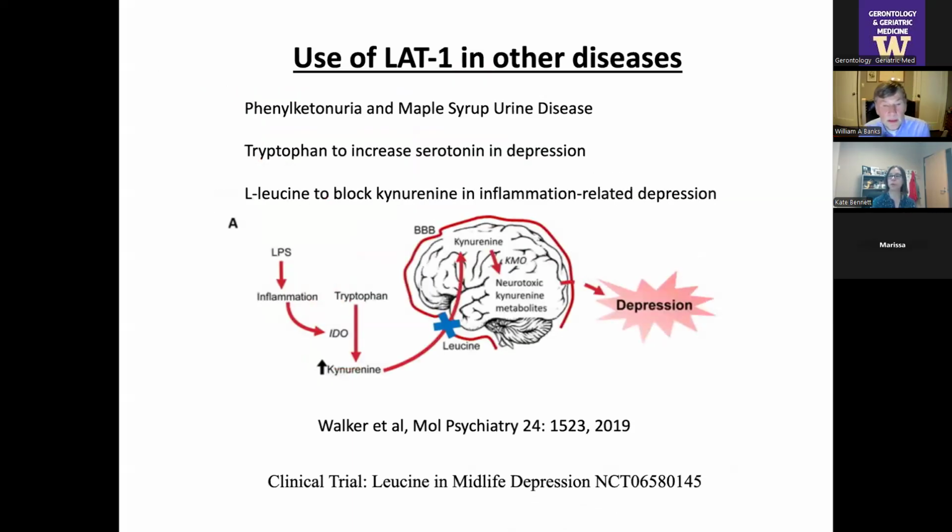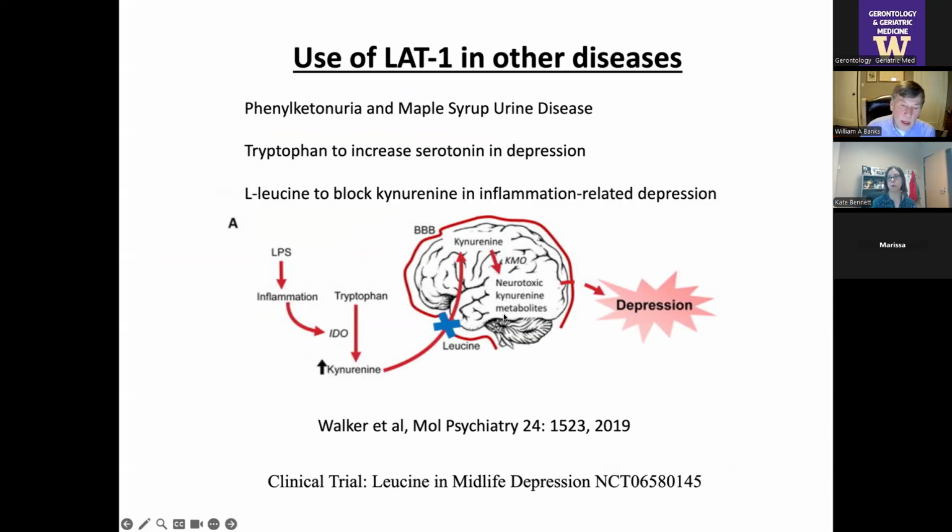This principle is used to treat phenylketonuria and maple syrup urine disease, the latter being too much of the branched chain amino acids. Tryptophan has been used to treat depression, and leucine blocks kynurenine, and kynurenine is thought to be responsible for the inflammation-related depression. So inflammation will increase this enzyme called IDO, which increases tryptophan to kynurenine conversion. And kynurenine crosses that LAT and gets into the brain and then causes all kinds of terrible things.